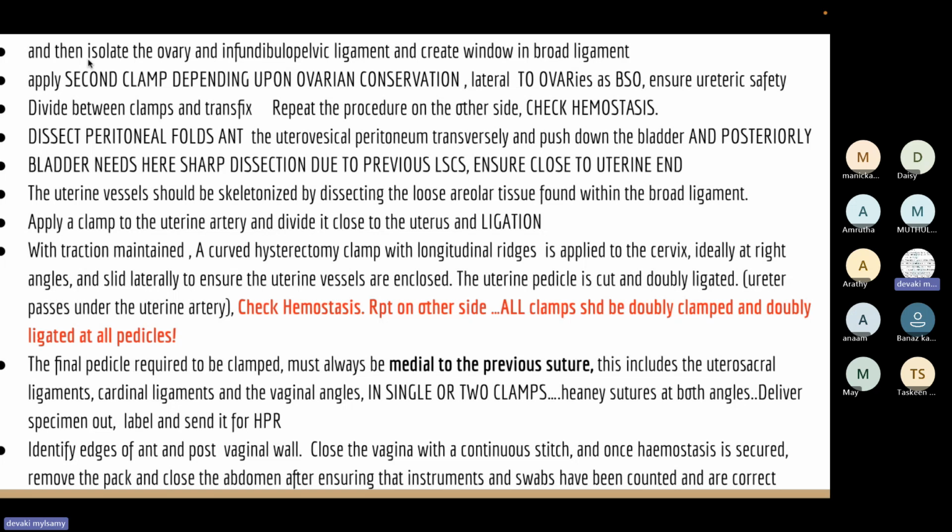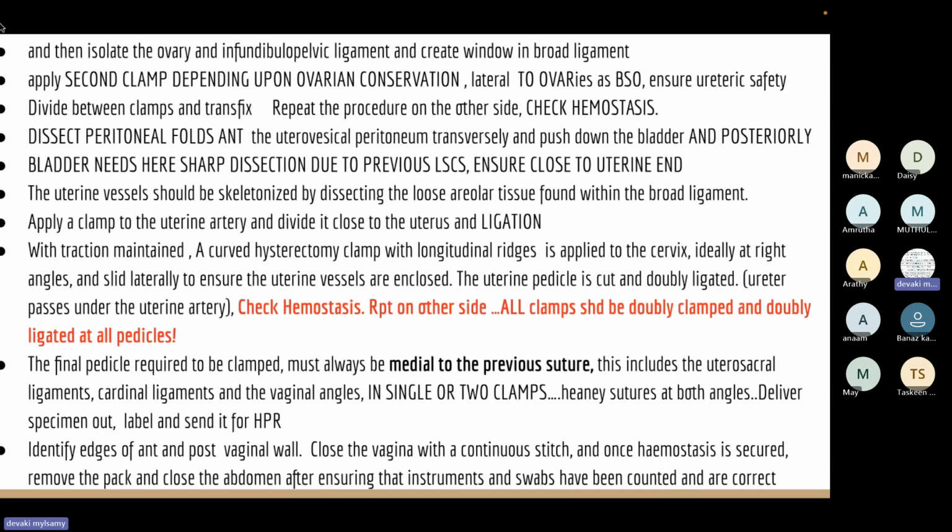Once this has been done, skeletonization of the bilateral uterine artery by dissecting loose areolar tissue. Skeletonization is an important word when it comes to the uterine artery. How are you going to apply the clamp? You are not directly going to apply the clamp as it is. You are going to apply a clamp in a perpendicular direction on the cervical, ischiocervical junction, including the cervix, and then sliding out and including the uterine vessels, including arteries and veins.